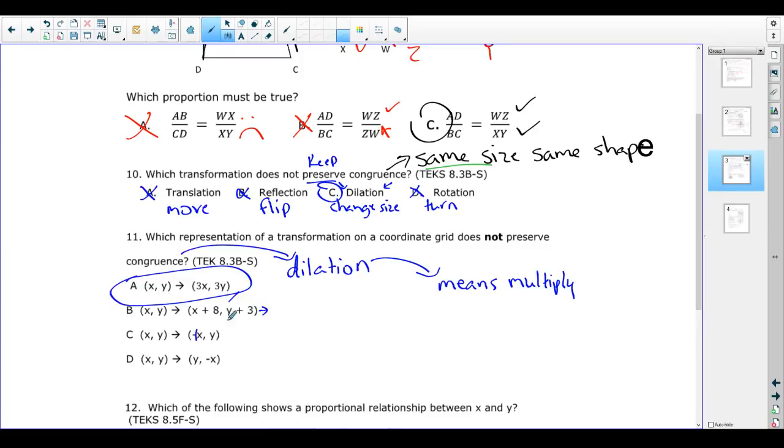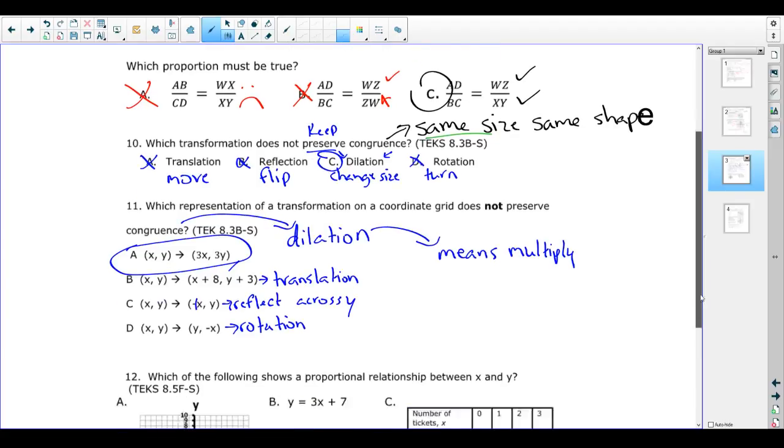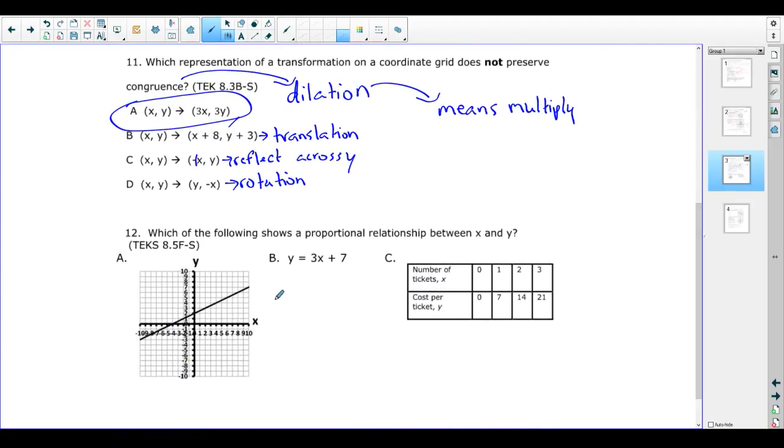This would be, we're just doing plus 3. That's a translation. If you're just changing the sign of one of them, if we change the x values, that's a reflection across y. And then this one, yeah, x and y are switching places. This is a rotation. And 90 degrees, I don't know if that's clockwise or counterclockwise. I never remember those rules. Well, we got to move on.